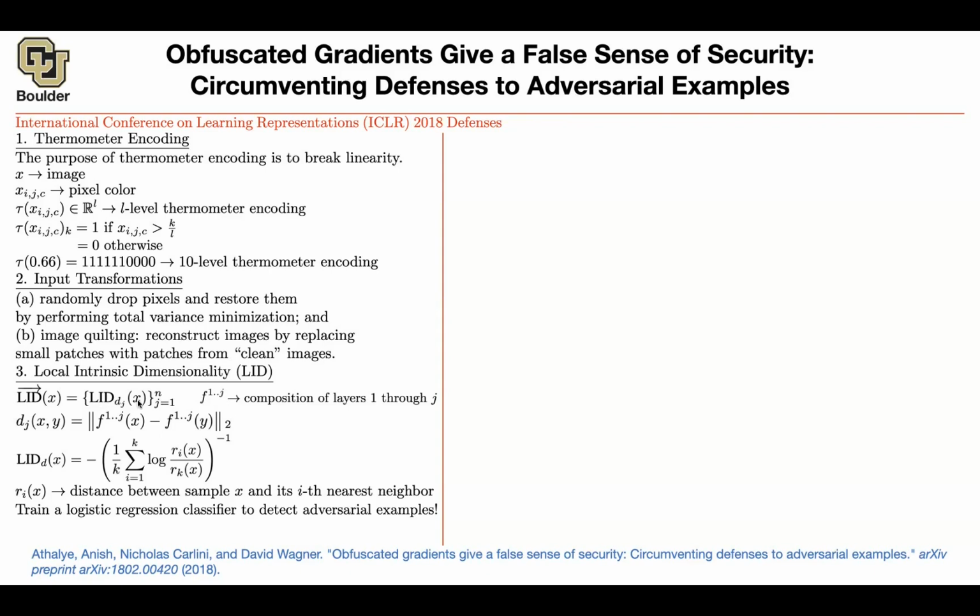And that's going to give you a set, and you can use that as your features to train this logistic classifier. K is a hyperparameter that you choose. You're going to say, I'm going to look at my 10 nearest neighbors, and then you're computing this log of the ratios. You can use that to find adversarial examples or to actually detect them. So this is not a defense mechanism. This is just for detecting them.